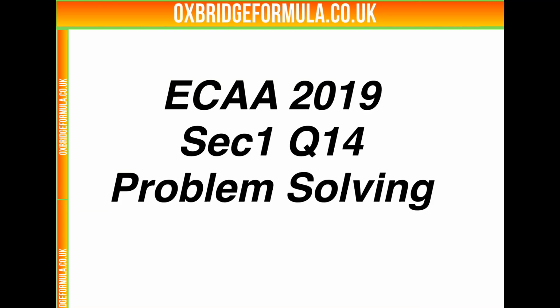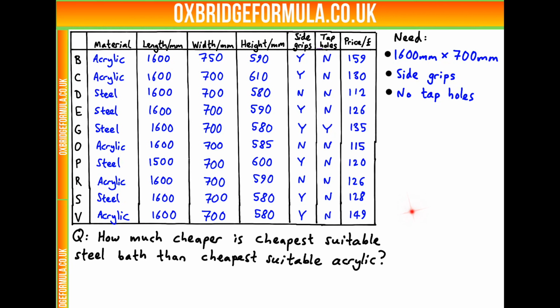This is question 14 on problem solving from section 1 of the 2019 ECAA. So we're told that someone is going to modernise their bathroom, and we're given this table from a bath catalogue with details for many different baths. I've abbreviated their names by the letters here.